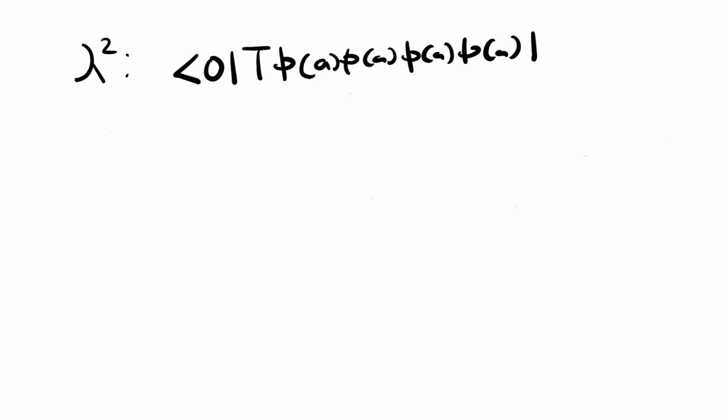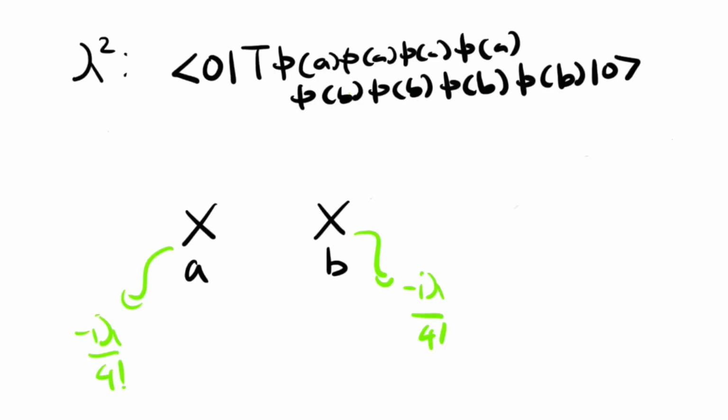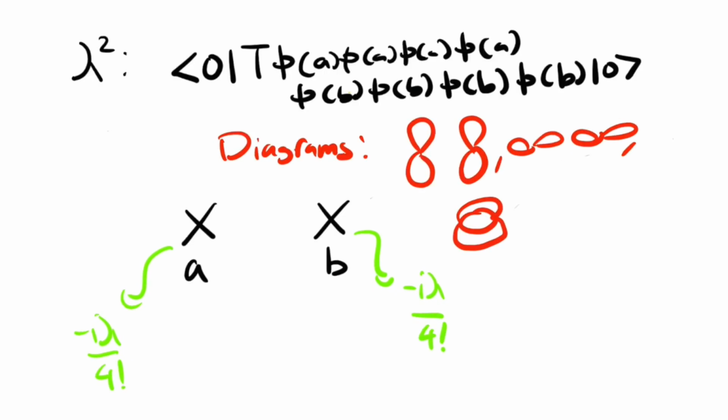Okay, moving on to second order. We now have 2 vertices. Remember, each carrying that factor of minus i lambda over 4 factorial. We get these Feynman diagrams over here. We also get this one over here. Each of these has a combinatoric factor. We can deduce the combinatorics factor by looking at the different ways we can change the Feynman diagram while still corresponding to the same Feynman diagram.